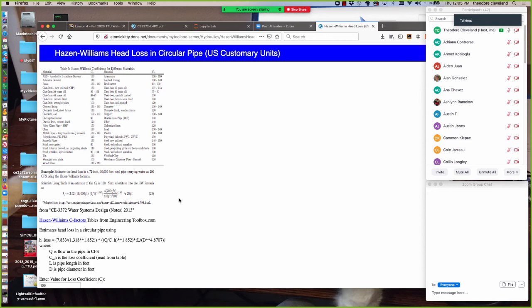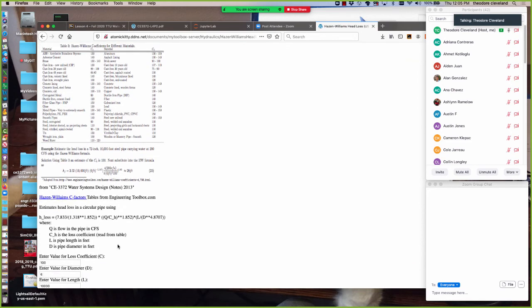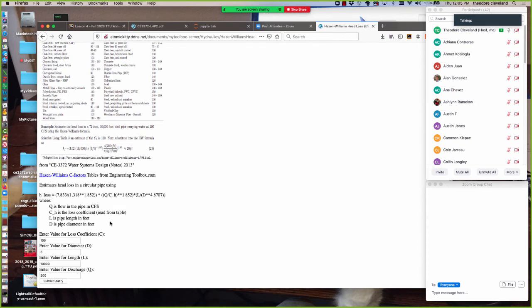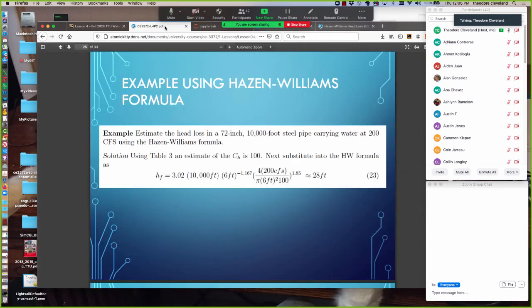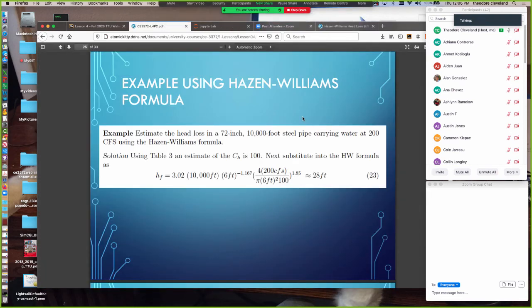Let's see, I'm in U.S. customary units, and the coefficient is 1.318. Okay, hit that, and it produces 27 feet of head loss, and doing it essentially by hand we get 28 feet. So those are, for all practical purposes, identical.